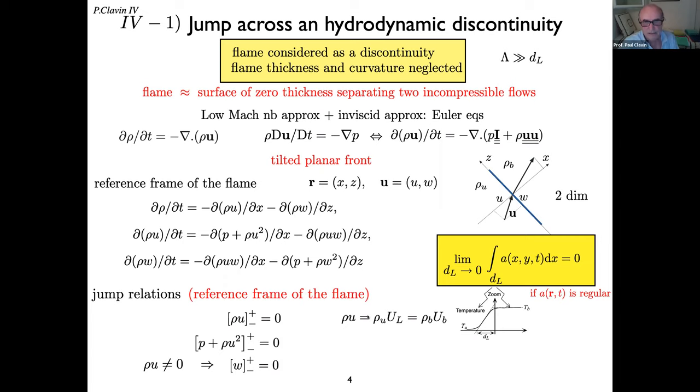And this flux, because you are in the reference frame of the flame, is just the density of the fresh mixture times the laminar flame speed, which is also equal to the burnt gas density times the flow velocity on the burnt side. So here are the equations that you obtain, the jump relations that you are going to use in the following. The important thing in a flame is that the mass flux is non-zero, compared to other kinds of interfaces.